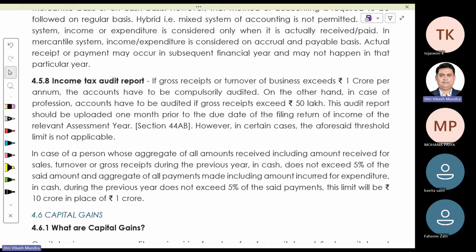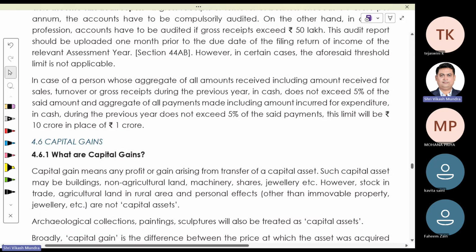However, one of the exceptions we are going to discuss: if your gross receipt as well as your gross payment was made 95% in non-cash mode, then the limit of 1 crore should be increased up to rupees 10 crore. That means if up to 95% of your gross receipt from the business has been made in non-cash mode, that means through banking channel, or through electronic payment system, etc.